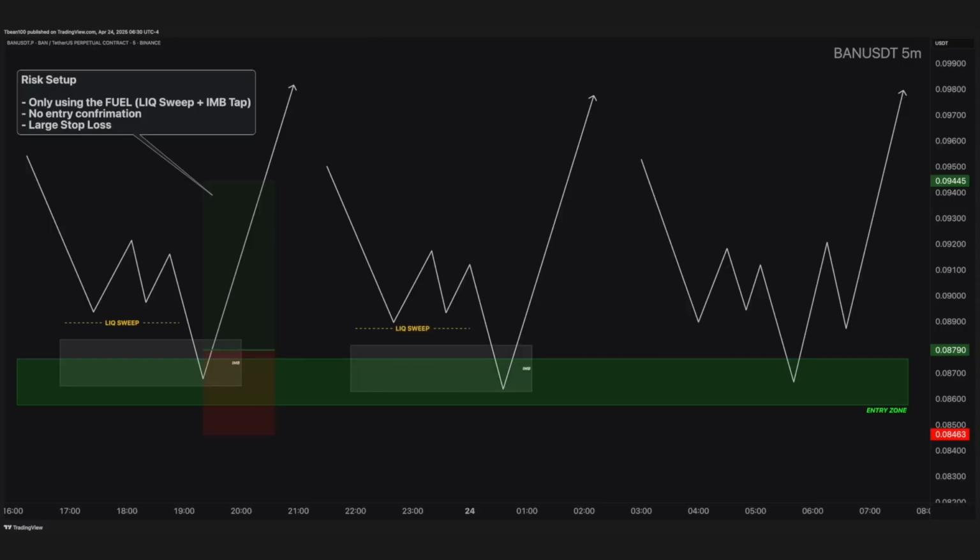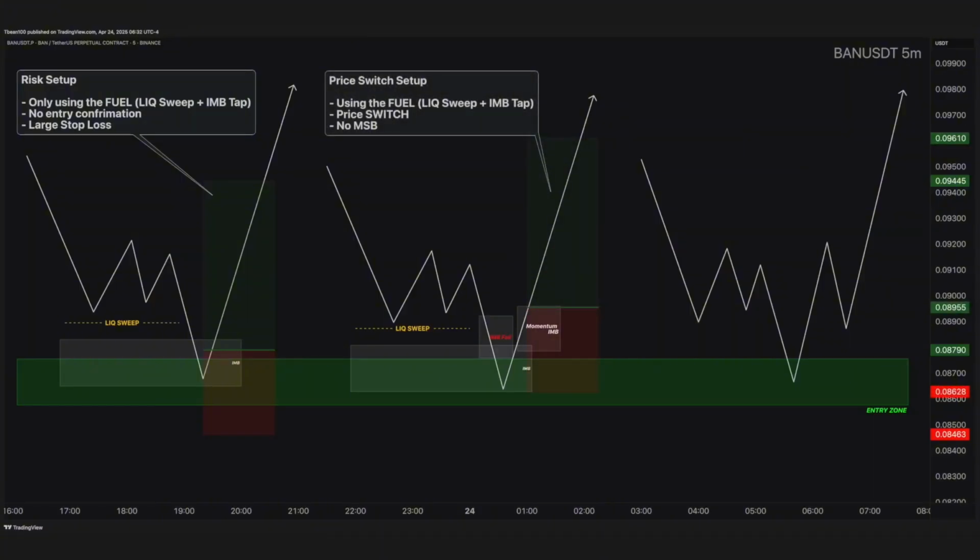Next is kind of a pre-confirmation, which I call the price switch. What you are waiting for here is a change in imbalances, a failure of, for example, a bearish imbalance, followed by a working bullish momentum imbalance. This at least gives me some sort of confirmation here.